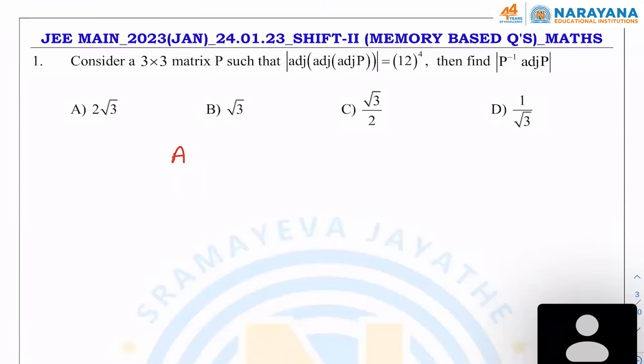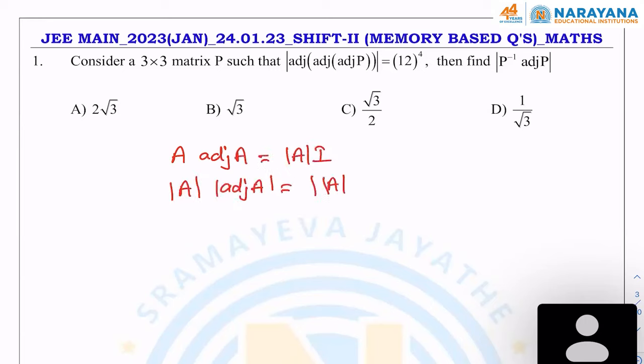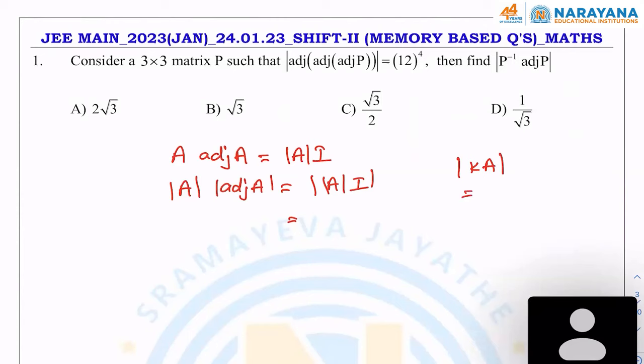A into adjoint A is equal to mod A into I. Here K is a scalar, then mod of KA is equal to K power n into det A. Here n is the order of the matrix. So here this is a 3 by 3 matrix, so the order is 3. So here you will get mod A cube into det I, which is 1. So mod A cube. Mod of adjoint A is equal to mod A square.